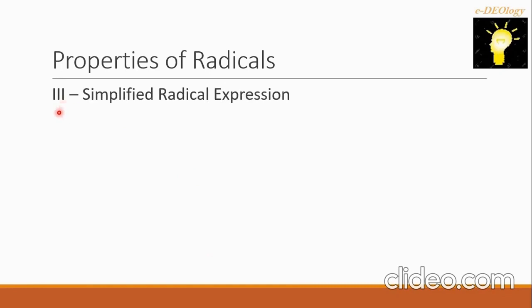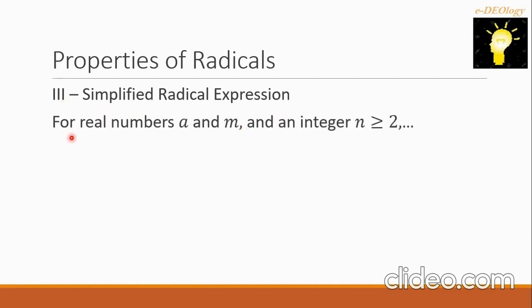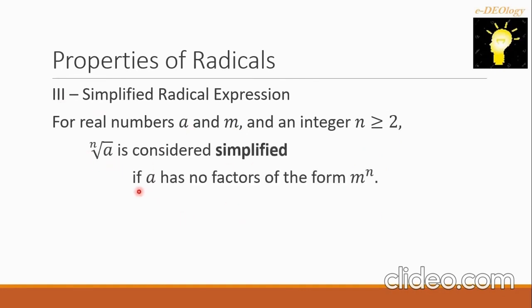Let's have property number 3, simplified radical expression. For real numbers a and m and an integer n greater than or equal to 2, take note, our a will be used as the radicand, the m will be used as a factor of this a, and the n is the index. The nth root of a is considered simplified if a has no factors of the form m raised to n.